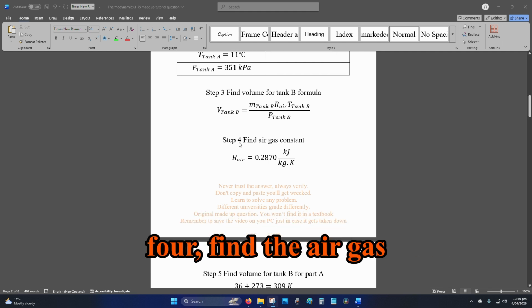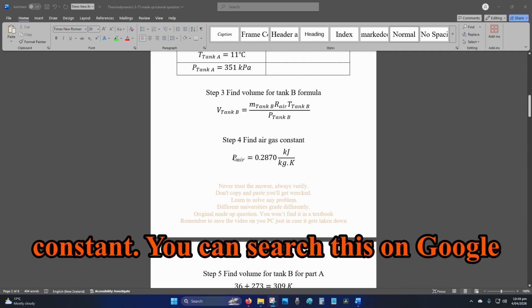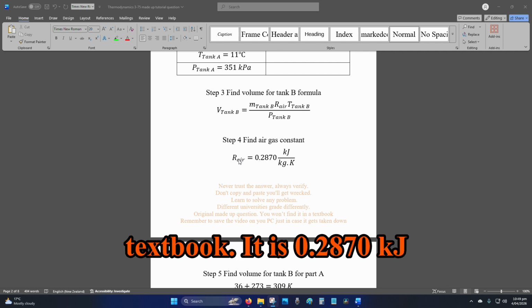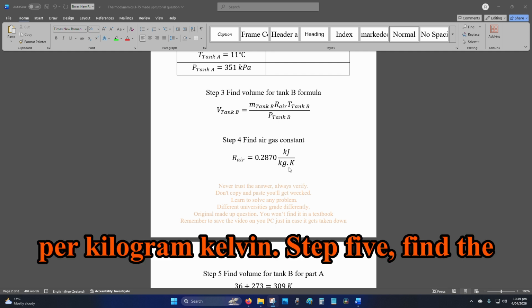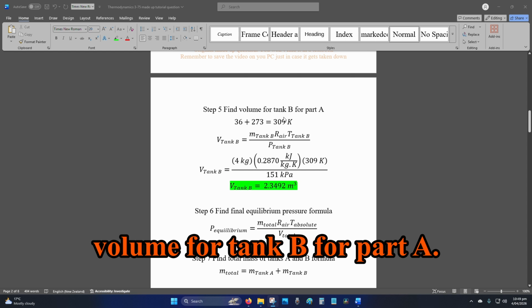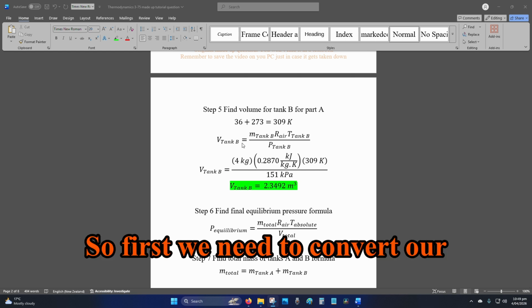Step 4, find the air gas constant. You can search this on Google or you can search your textbook. It is 0.2870 kilojoules per kilogram Kelvin. Step 5, find the volume for tank B for part A.